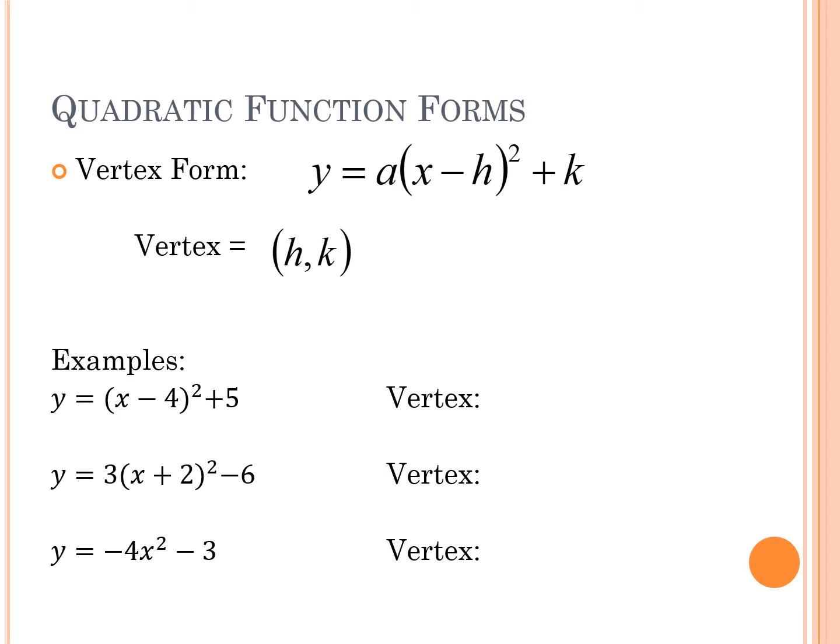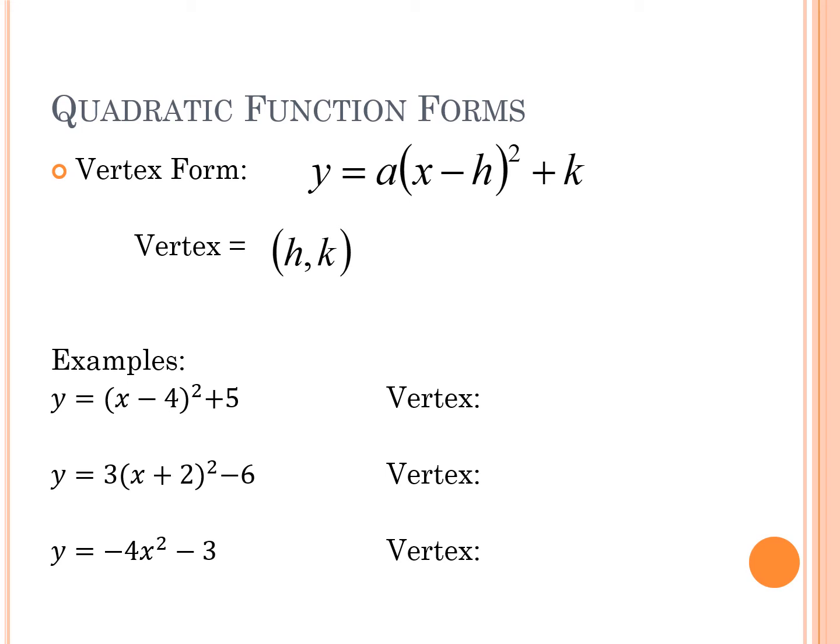Now, a couple things to note. First one being a. a is not going to impact the vertex. What a actually ends up impacting is how steep or wide the quadratic opens up. That's going to be a little bit different depending on what value a is, but it's not going to affect the vertex.